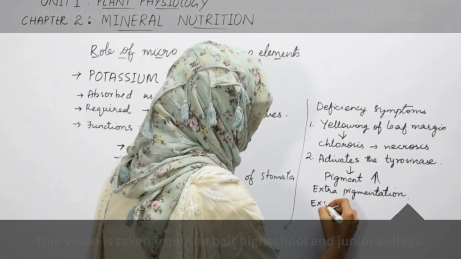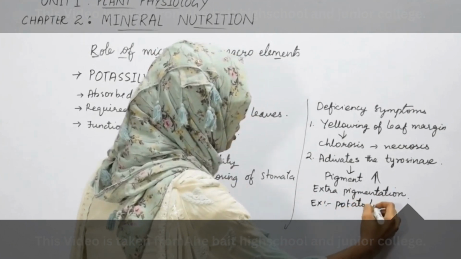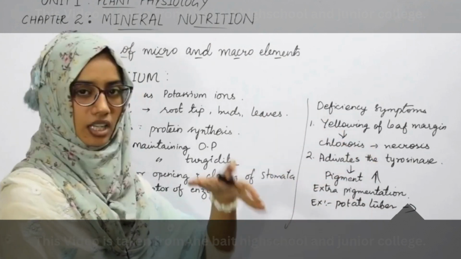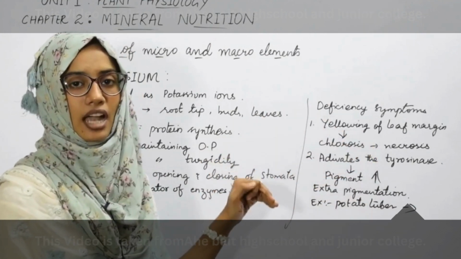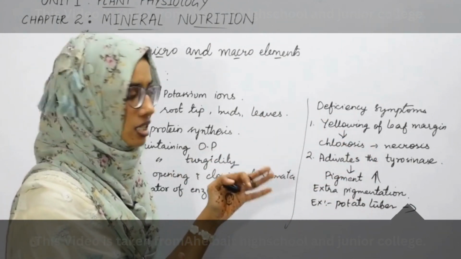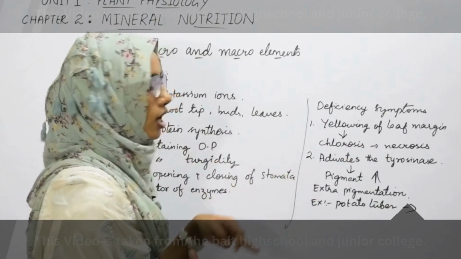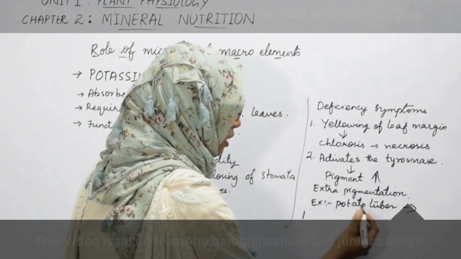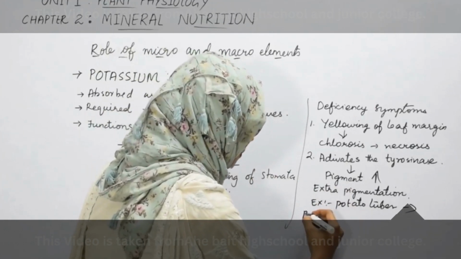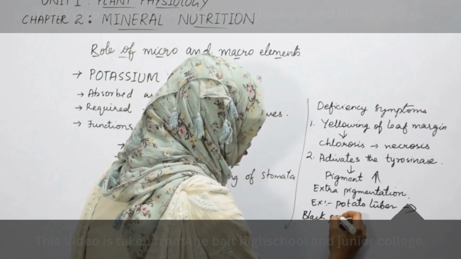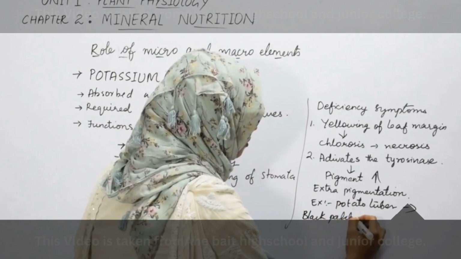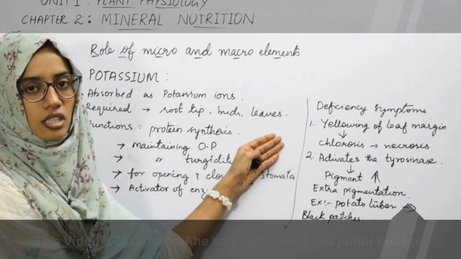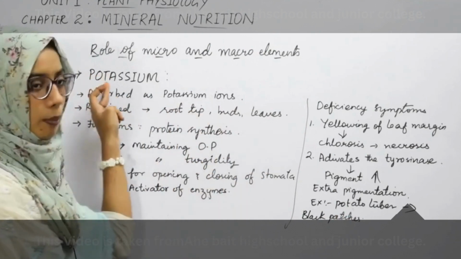For example, when we see the potato tubers, they are skin colored. But when the tyrosinase activity increases, the pigment production also increases, and in this condition, due to the extra pigmentation, some black patches can be seen on these potato tubers. So these are the functions and the deficiency symptoms of the element potassium.